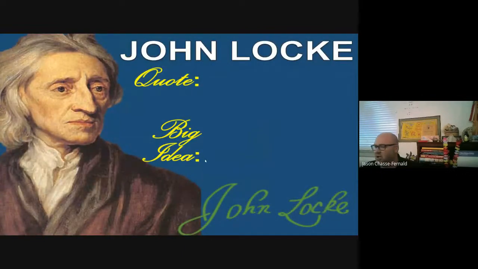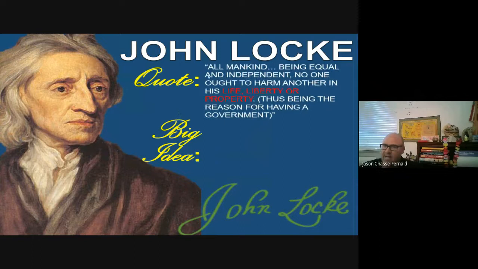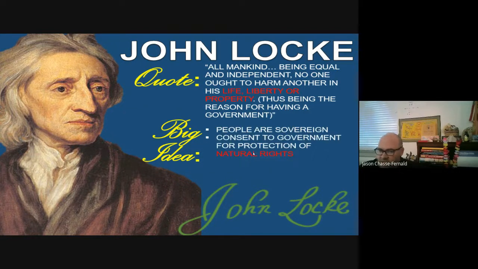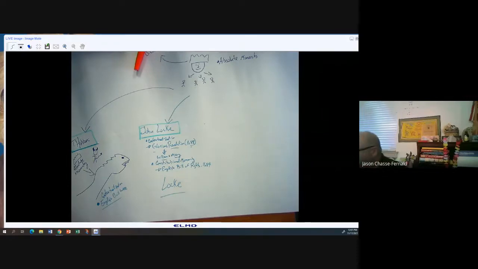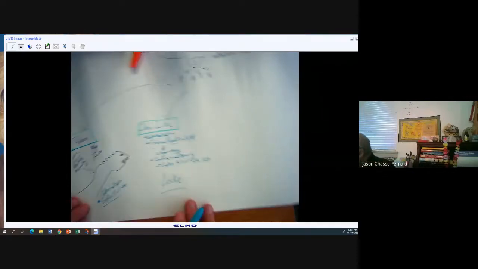So when we think about John Locke, we have the famous quote: all mankind being equal and independent, no one ought to harm another in his life, liberty, or property. Thus the reason we have a government is to protect individual rights. So people are sovereign, and consent to the government for protection of natural rights. Thus, I only consent to be governed for the government to protect my natural rights.